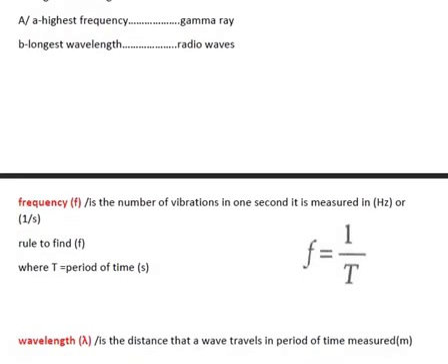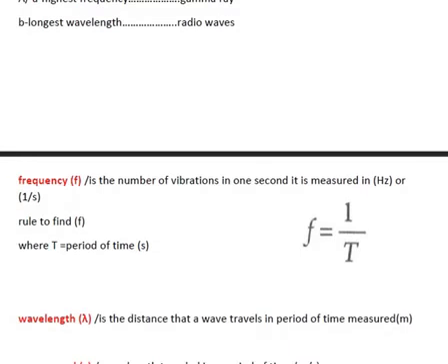Here we have the definition of wavelength and frequency. The symbol of frequency is f, and it says it's the number of vibrations in 1 second. It's measured in hertz, named after the scientist who discovered it, who found the frequency, Hertz. Or it has another unit, 1/second or second inverse.